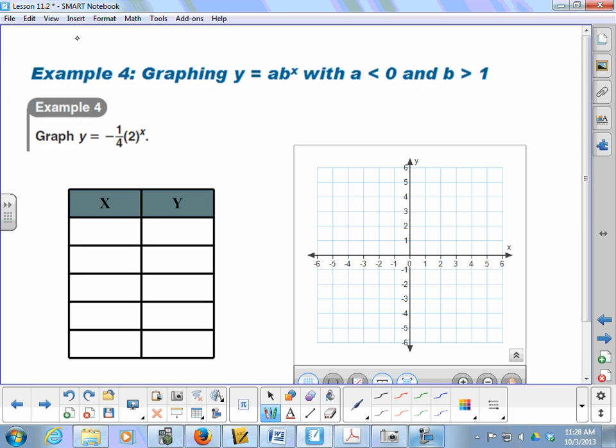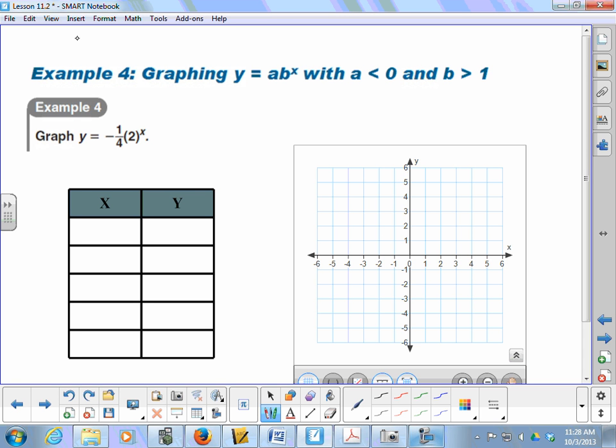Okay, so now we're looking at a is less than 0 and b is greater than 1. Now, how many of you had geometry already? Okay, most of you had, okay? All right, so you know about vertical reflections, correct? Okay, vertical reflections. What does it mean if I do a vertical reflection? Okay, everything goes from being positive to negative. That's all the y values, okay? Go from being positive to negative.